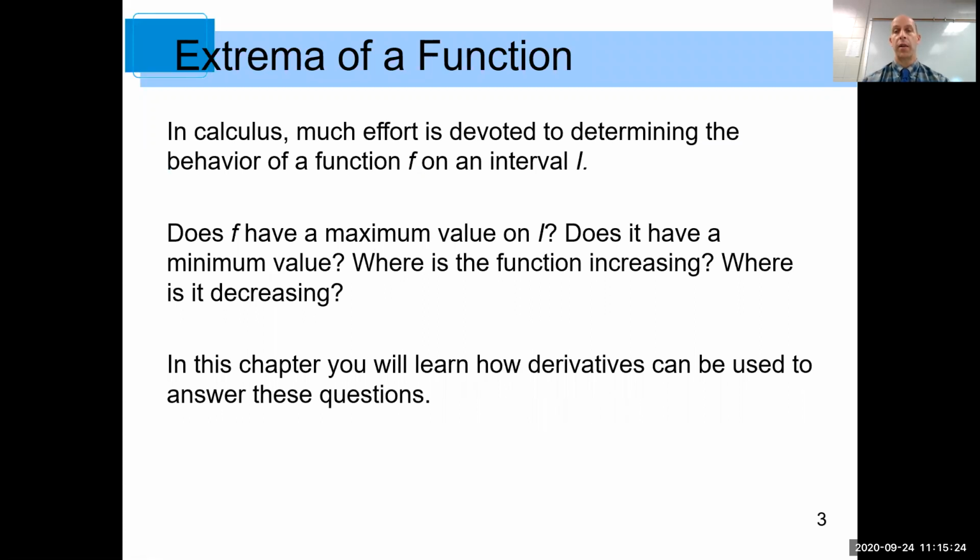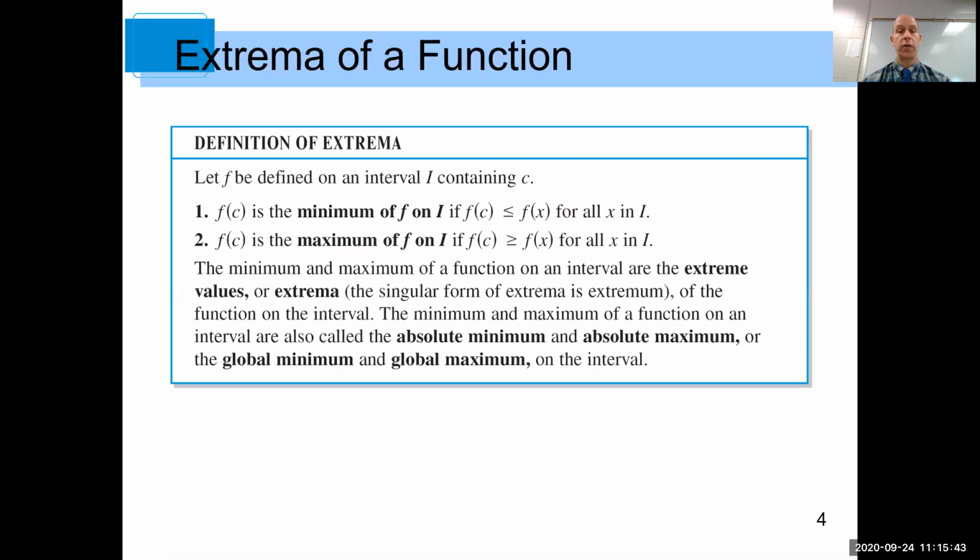So in calculus, much effort is devoted to determining the behavior of a function on an interval. Does the function f have a maximum on an interval? Does it have a minimum? Is the function increasing? Where is it decreasing? In this chapter, you're going to learn how to use derivatives to answer these questions.